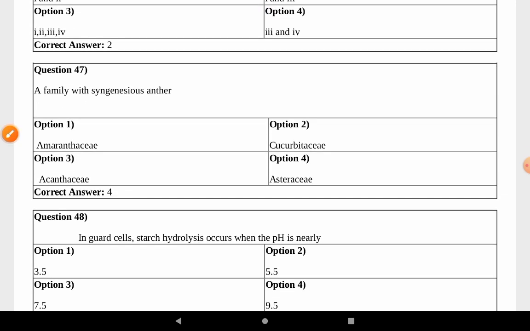Our next question is a family with syngenesious anther. Option 1 Amaranthaceae, option 2 Cucurbitaceae, option 3 Acanthaceae, option 4 Asteraceae. So the correct answer is option 4. So Asteraceae family has syngenesious anther.